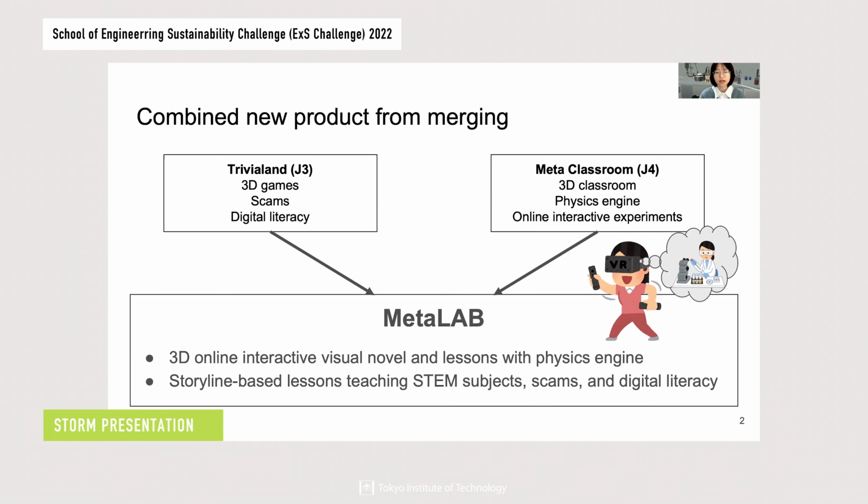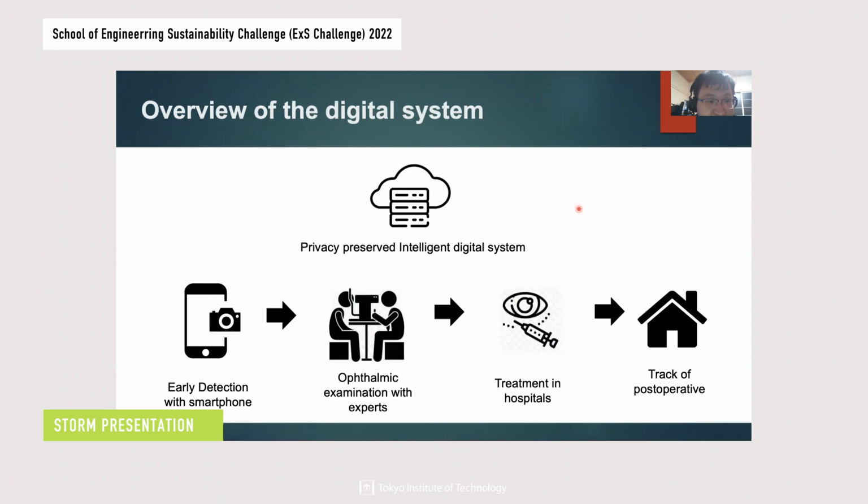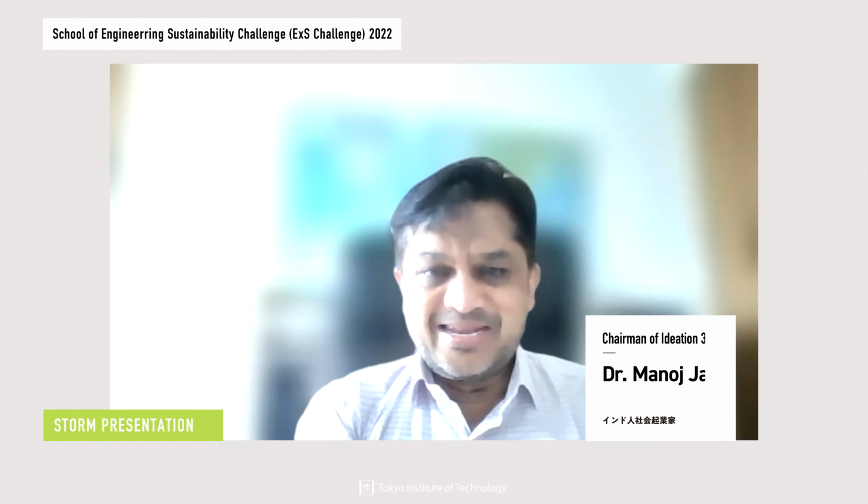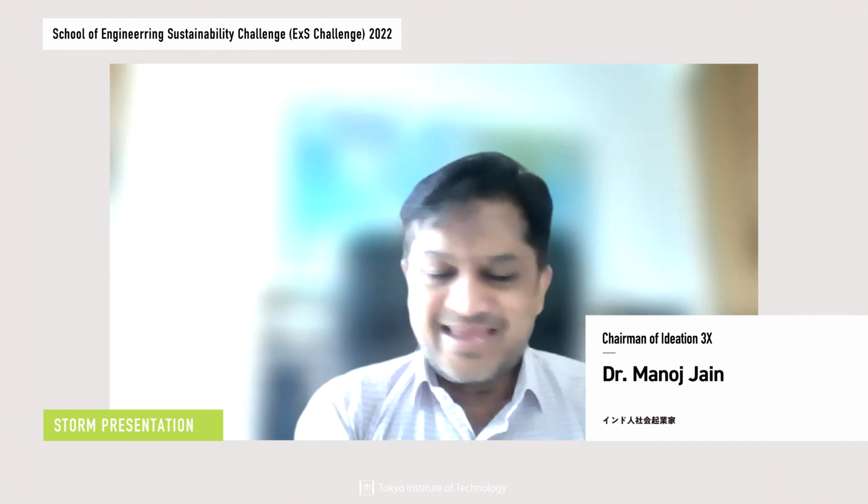J3 aims to develop 3D games related to scams and digital literacy, whereas J4 aims to develop a 3D classroom with physics engine and online interactive experiments. Overall, the digital system we provide here constitutes four stages. The first stage is early detection with smartphone. Instead of this, we decided to build many small water purification systems. Take competition away right from the beginning. Excellent, thank you.